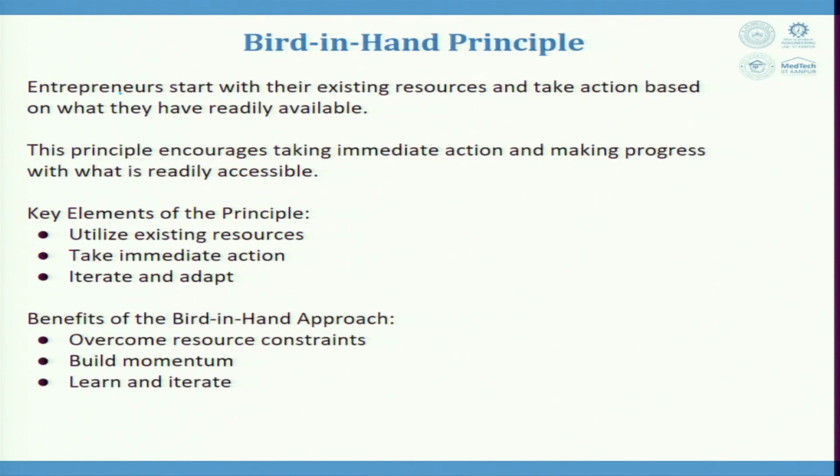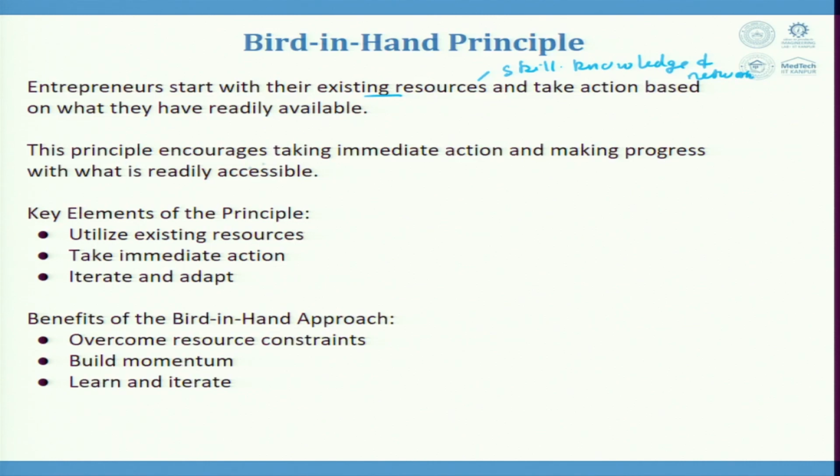So, here the entrepreneur starts with their existing resources. What are the resources, such as what is the skill and knowledge I have, and next is what is the network I have. So, these are existing resources, and the entrepreneur takes action based on what they have readily available.